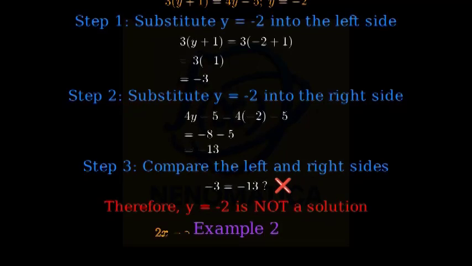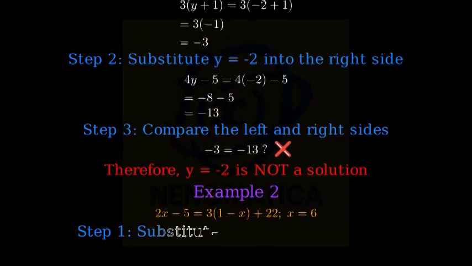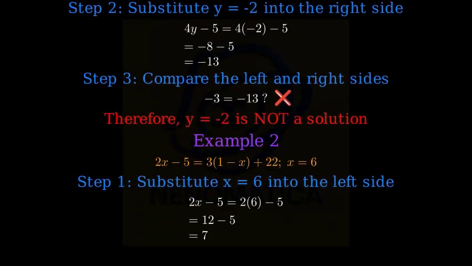Check if x equals 6 is a solution to the equation 2x minus 5 equals 3 times the quantity 1 minus x plus 22. Step 1. Let's substitute x equals 6 into the left side of the equation. 2 times 6 minus 5. 2 times 6 is 12. 12 minus 5 equals 7.